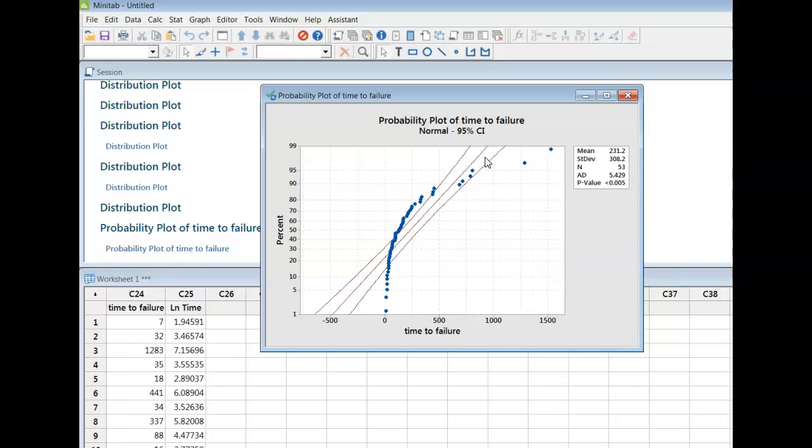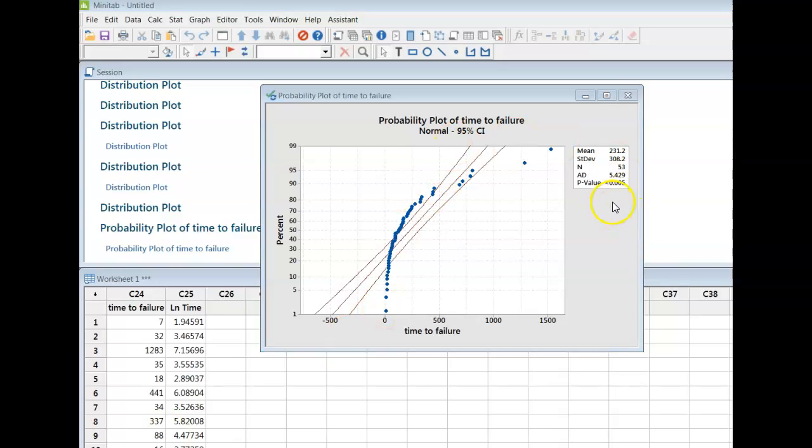So from a visual point of view, well, they're not normal, because most of these data fall outside this band area here. But in addition to that, because sometimes that can be hard to tell as well, Minitab will give us a p-value. And as your notes say, if the p-value is a number less than 0.05, you can be 95% confident that the data don't follow a normal distribution.